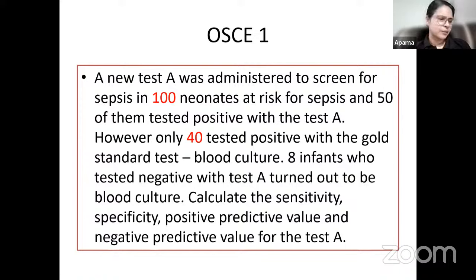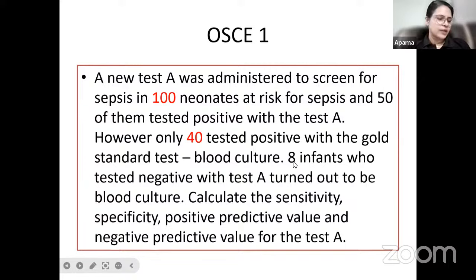Let us imagine you are comparing CRP versus blood culture for the diagnosis of sepsis. You are doing the new test, which is CRP, and 50 out of the 100 neonates tested positive based on CRP. However, only 40 neonates tested positive with the gold standard test, which is blood culture. Among the 100 neonates, remember only 40 were blood culture positive, the gold standard test for sepsis.